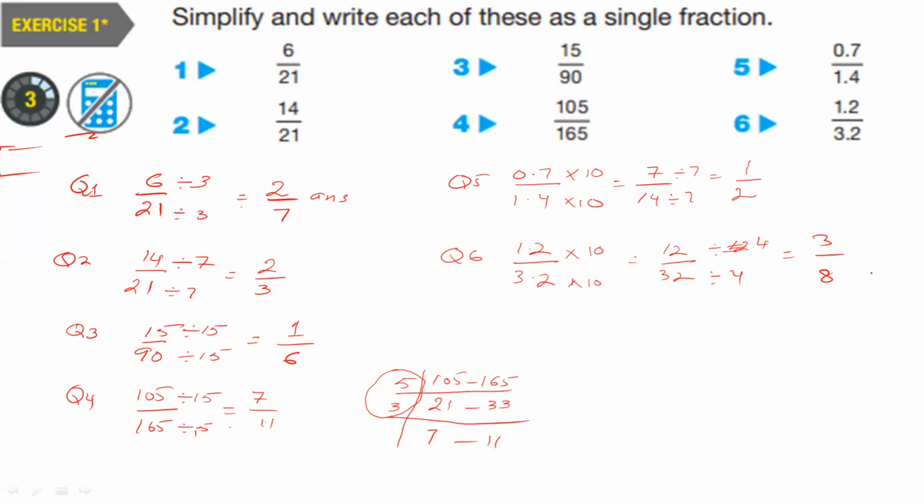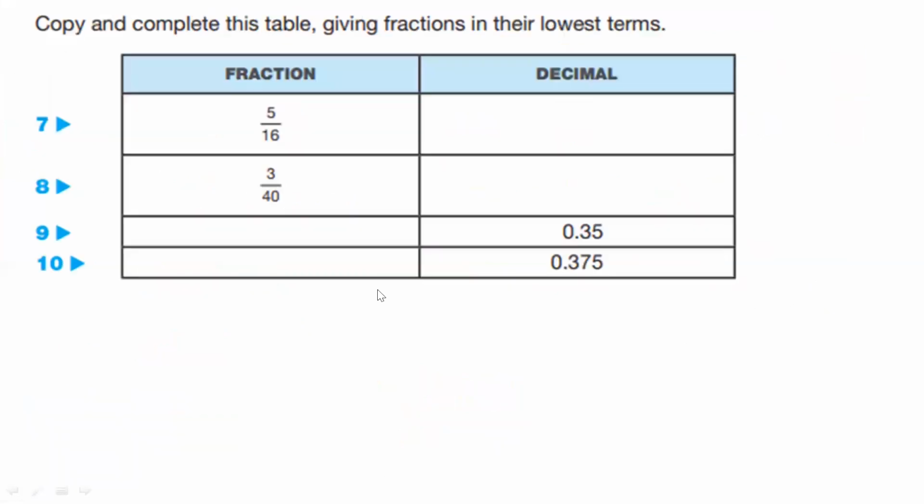Understood? Now we come to the next question. Yes, now question number 7. We have to convert this fraction into a decimal. So here we have 5 over 16. To convert the fraction into a decimal, we need 10, 100 or 1000 in the denominator. But it's not possible for us to get that from 16.